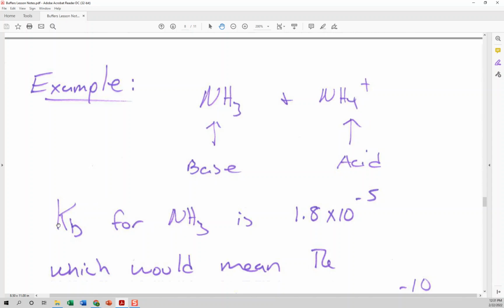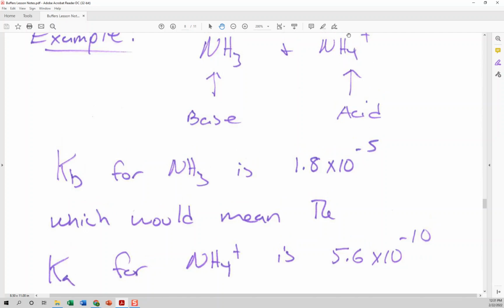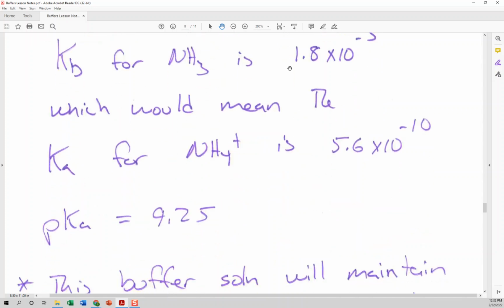Well, they didn't give me the Ka, they gave me the Kb. Remember our Kb and Ka relationship when we have conjugates. So they gave me the Kb of ammonia, but it's just a quick calculation to get the Ka of ammonium. Ammonium is the acid component of my buffer system. If I figure out the Ka for ammonium and take the negative log of it, that's going to be the pH that this buffer system stays close to. And so the negative log of this is 9.25.